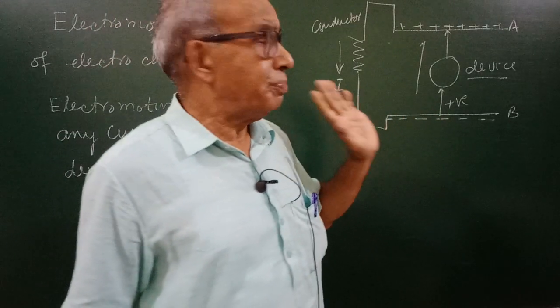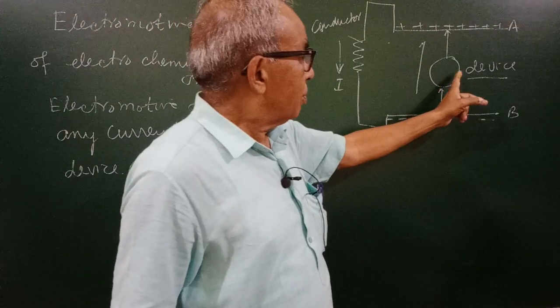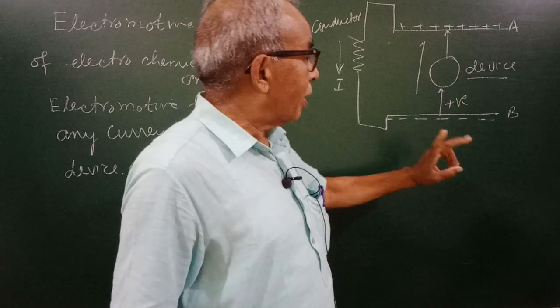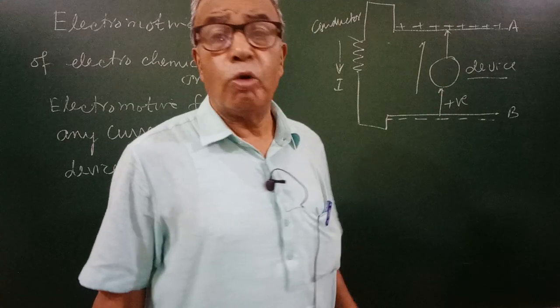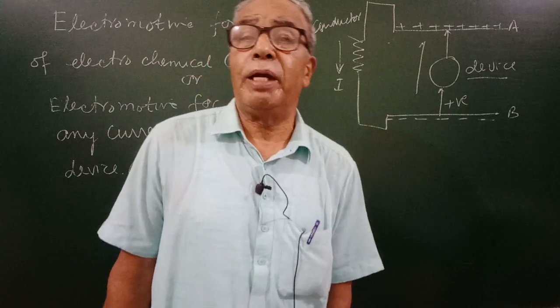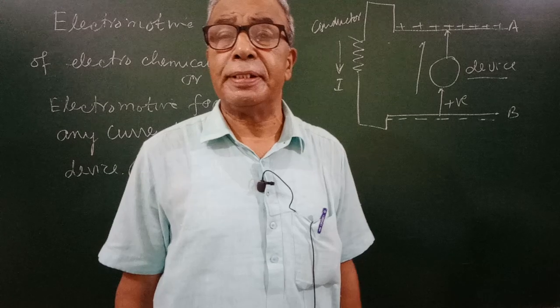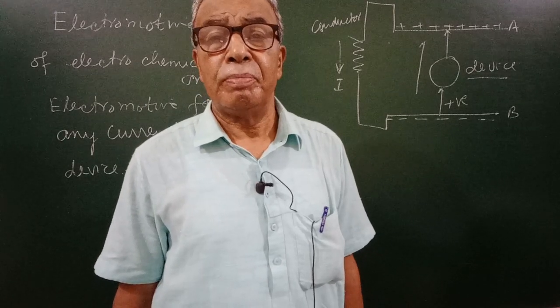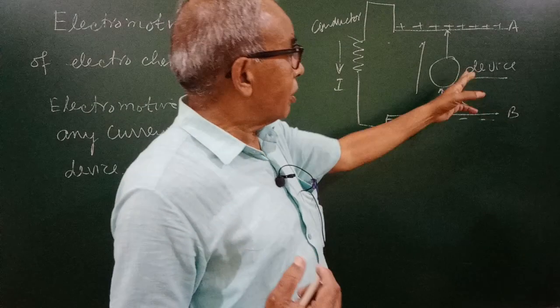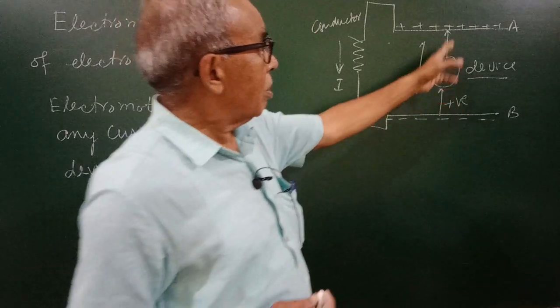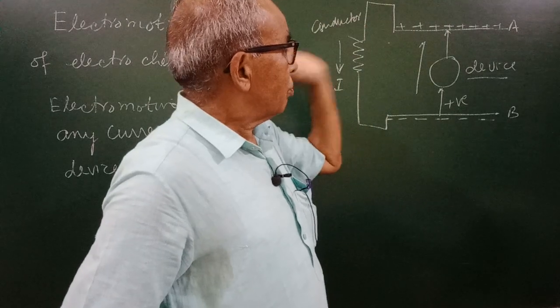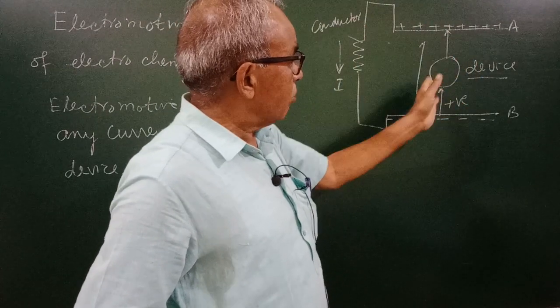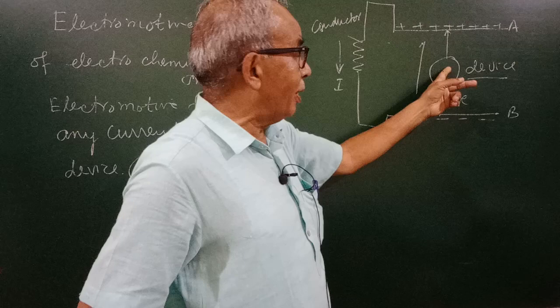What I told you, this device has to do work to send positive charge from B to A, because like charges repel, and we have to do work against the repulsive force. And this work done by the device in sending unit positive charge is called electromotive force.